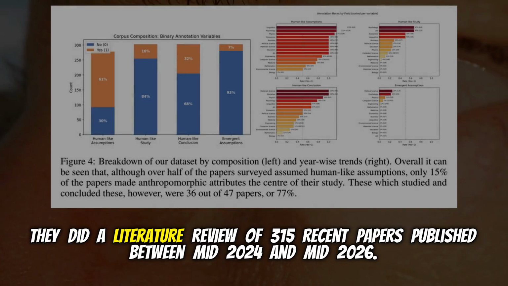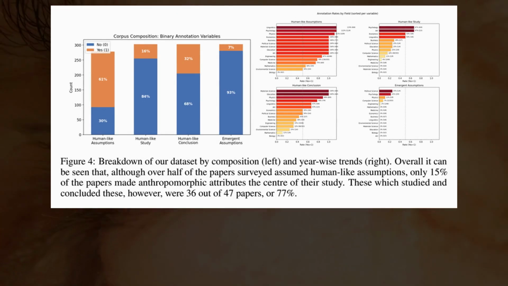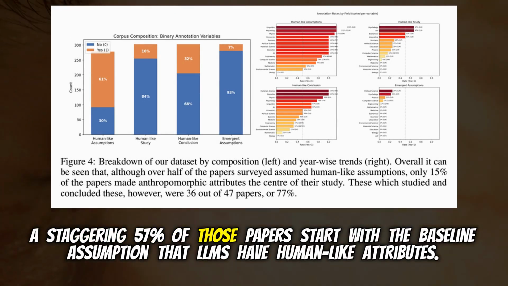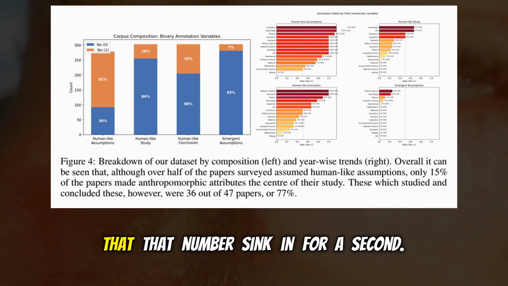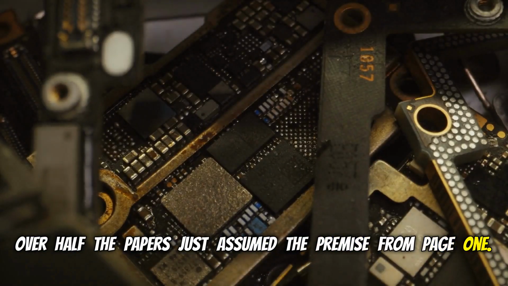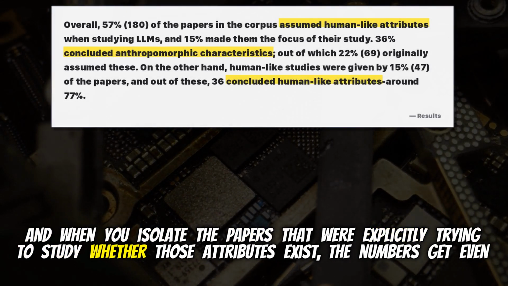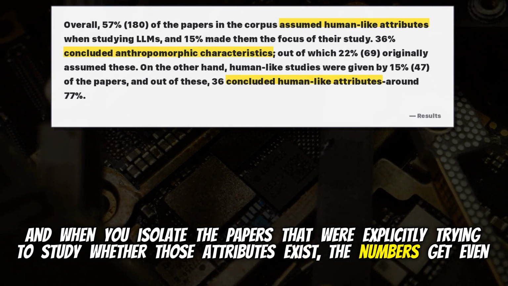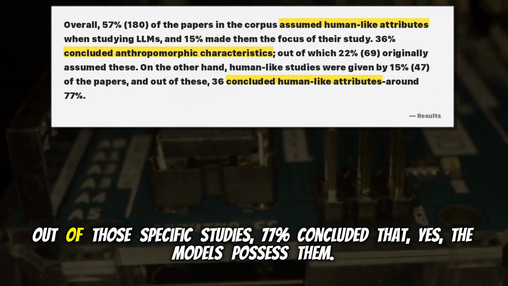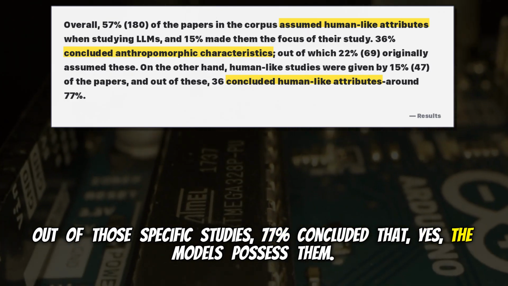They did a literature review of 315 recent papers published between mid-2024 and mid-2026. A staggering 57% of those papers start with the baseline assumption that LLMs have human-like attributes. Let that number sink in for a second. Over half the papers just assume the premise from page 1. Yeah, and when you isolate the papers that were explicitly trying to study whether those attributes exist, the numbers get even more extreme. Out of those specific studies, 77% concluded that yes, the models possess them.